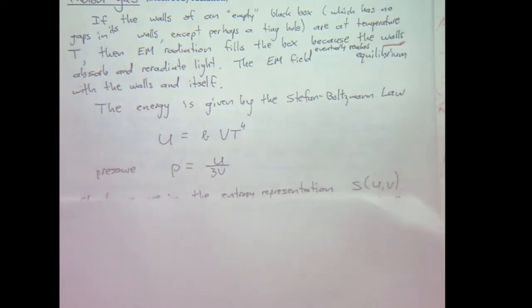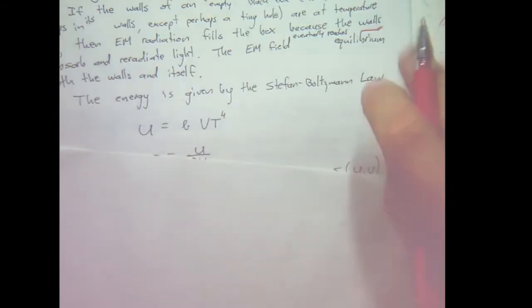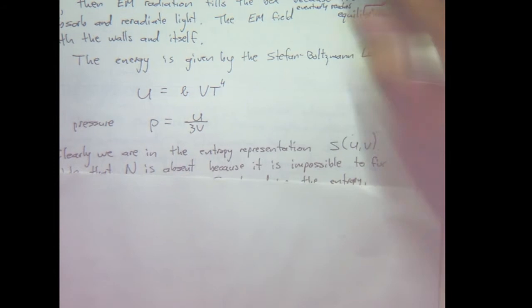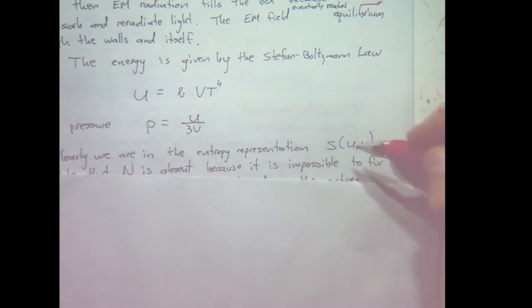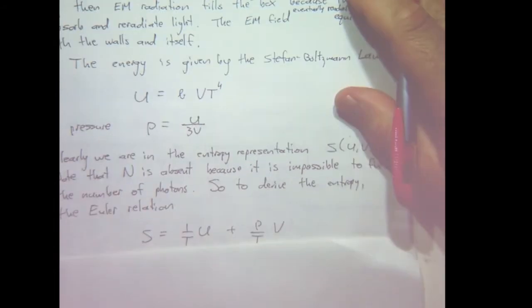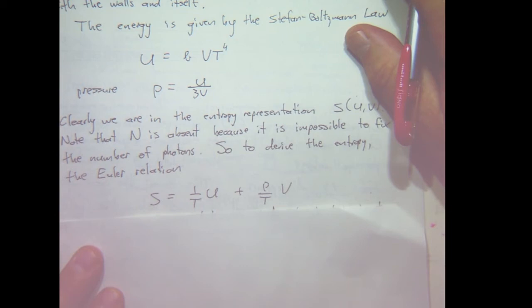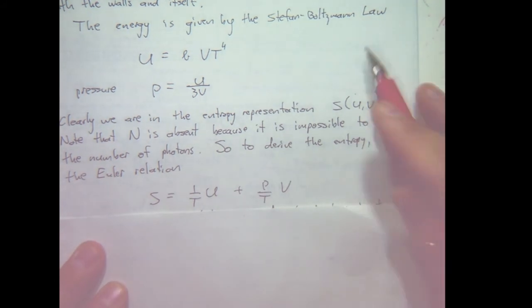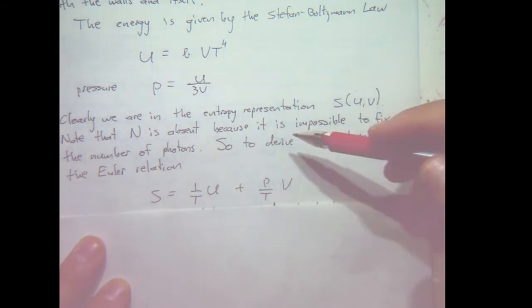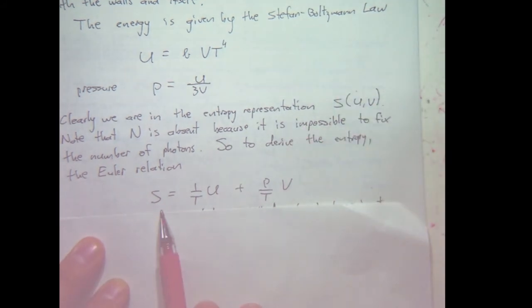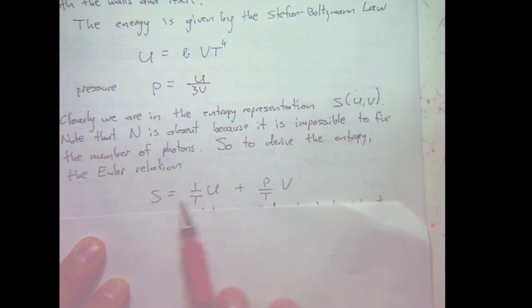So we have 2 equations of state, and we only have 2 variables. The entropy must be a function of only 2 variables. And so we just substitute into the Euler relation, ignoring n. The Euler relation in the entropy representation is S equals 1 on T u plus P on T v.